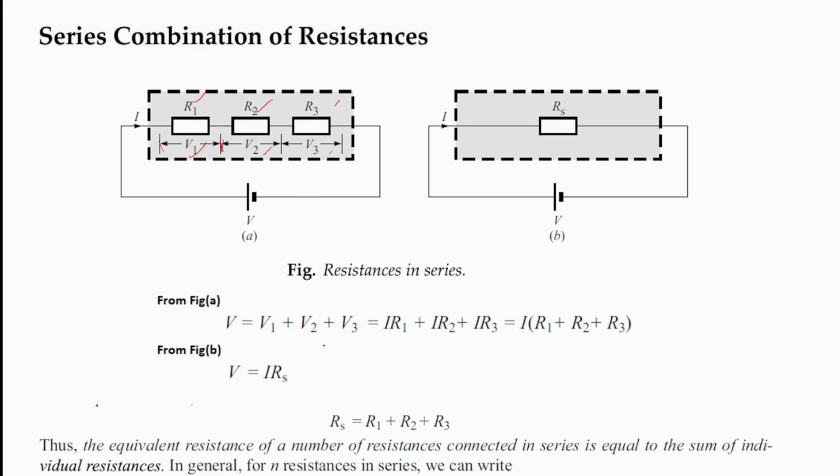Then according to KVL, I can write V equal to V1 plus V2 plus V3. Using Ohm's law, I can write IR1, IR2 and IR3, from which I can write the relation V equal to I Rs, where Rs equal to R1 plus R2 plus R3. So from this I can say that the equivalent of a number of resistors connected in series equals the sum of the individual resistances. For n series resistances, we can write this as the sum from j equal to 1 to n of Rj.